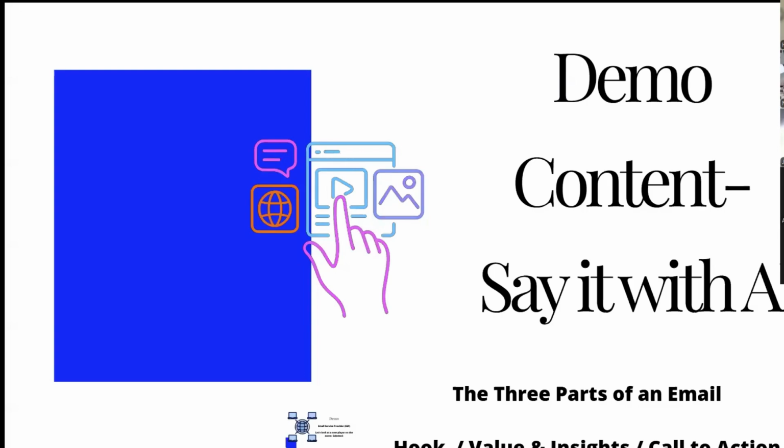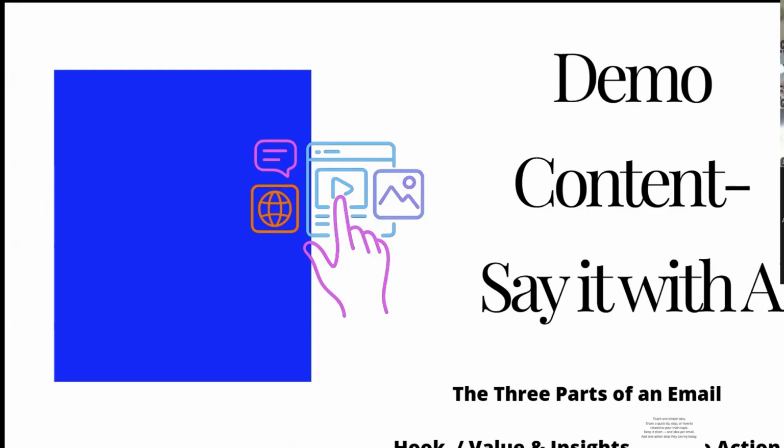So that is the demo for how to say it. So there are 3 parts to the email, and I just showed you. Okay. 3 parts to the email. When I hit that subject line, and I'm like, oh, I can't wait to read your email. I need to see the hook.